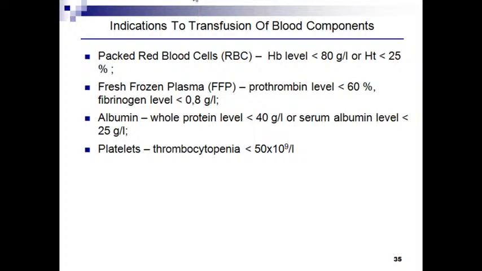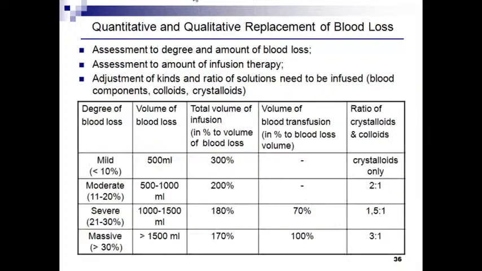And we should transfuse platelets if the patient has thrombocytopenia below 50 billion per 1 liter of thrombocytes. Next principle, quantitative and qualitative replacement of blood loss. Principles of replacement of blood loss. First principle, we should assess the degree and amount of blood loss.